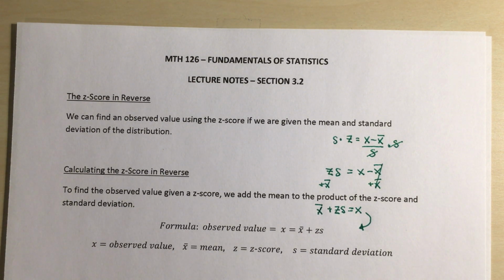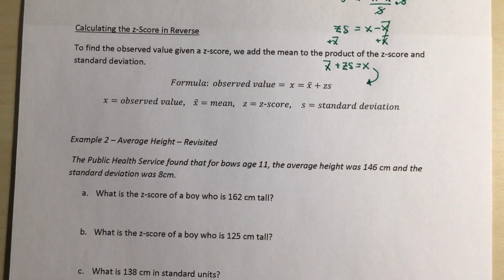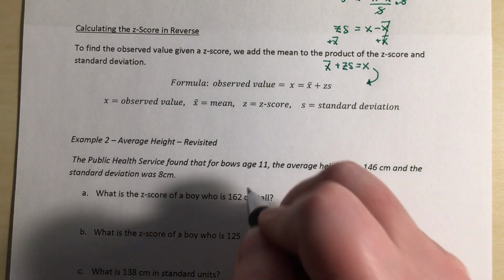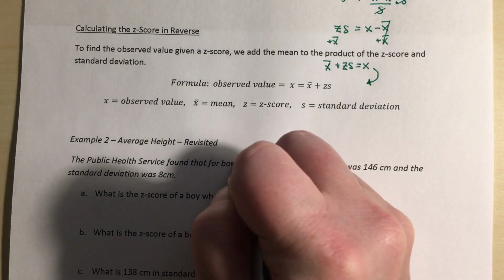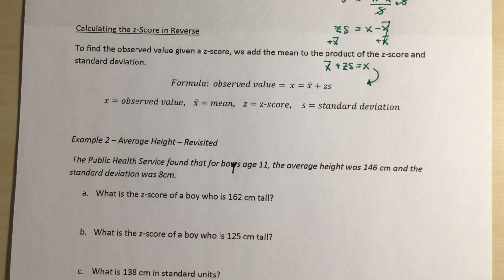as we go through this example. So going through example 2, the Public Health Service found that for boys age 11, the average height was 146 centimeters and the standard deviation was 8 centimeters. So we're using the same information that we had before. Again, one tiny little typo there, I apologize. All right, so to start with, what is the z-score of a boy who is 162 centimeters tall?